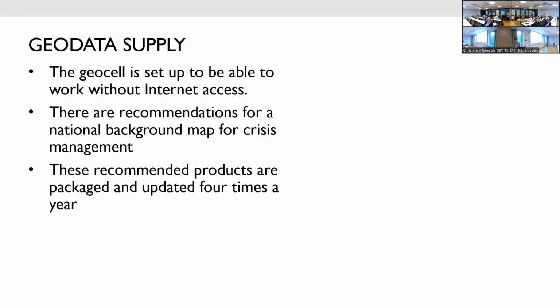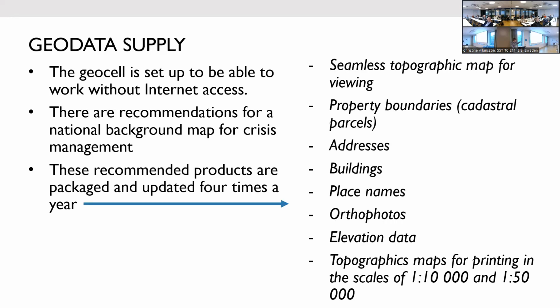This creates certain limitations when it comes to geodata and its actuality. So the Swedish Civil Contingency Agency, Lantmäteriet, and the Swedish Transport Administration have since 2020 recommended certain national geodata products for crisis management as a background map. These, you can see them there in the list, are downloaded and packaged 4 times a year. Orthophotos and elevation data are excluded from that since they're updated once a year.